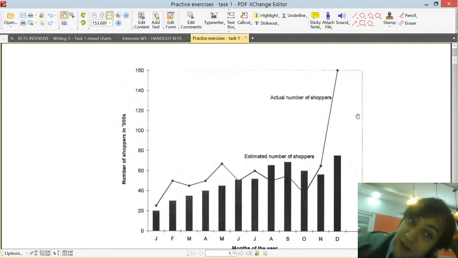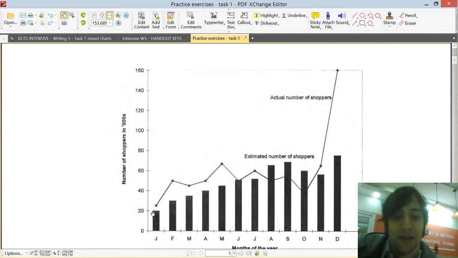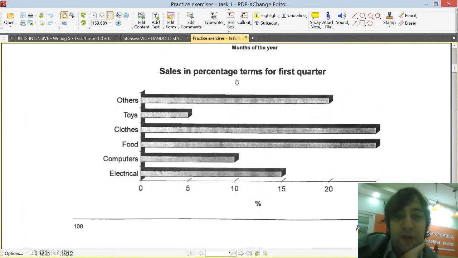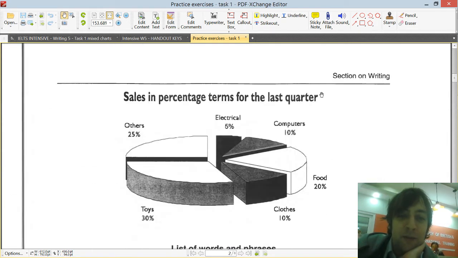So the first graph here, we have the number of shoppers in their thousands, okay? So we have the estimated number of shoppers and then the actual number of shoppers. The estimates are the bars, and the actual number of shoppers is the line graph. Below that, we have sales in percentage terms for the first quarter, okay? And then we have sales in percentage terms for the last quarter.